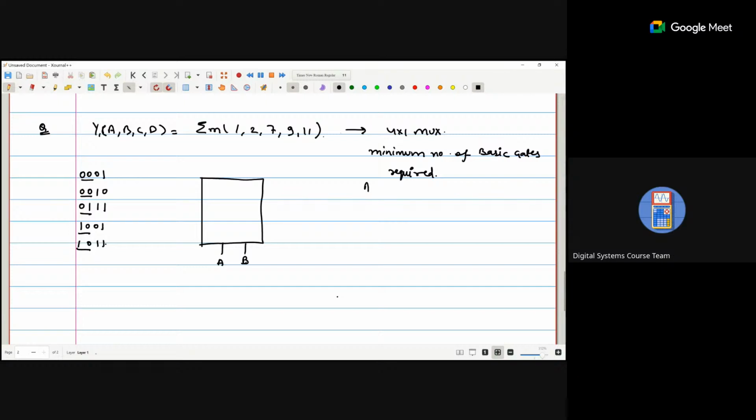Now if A and B is the select line, the possible values are 0 0, 0 1, 1 0 and 1 1. Now CD is my input line, that is 0 0, 0 1, 1 0 and 1 1. Now where is it defined? 0 0 0 1, so here it is defined. 0 0 1 0, which is defined here. 0 1 1 1, it is defined here.